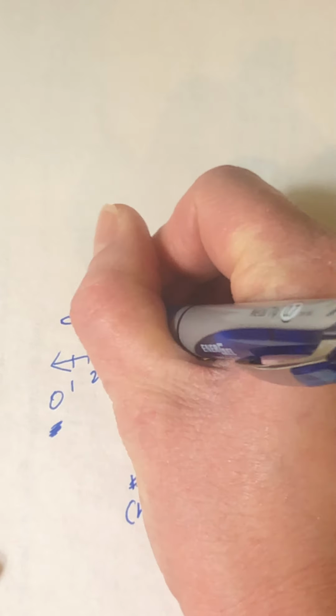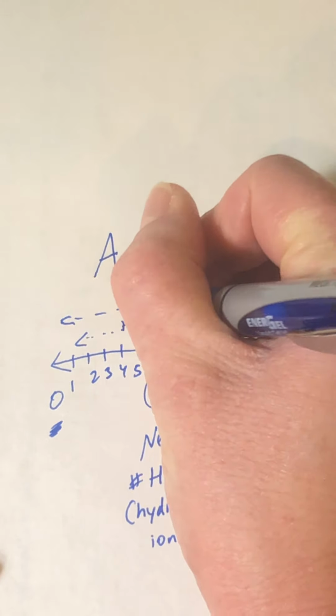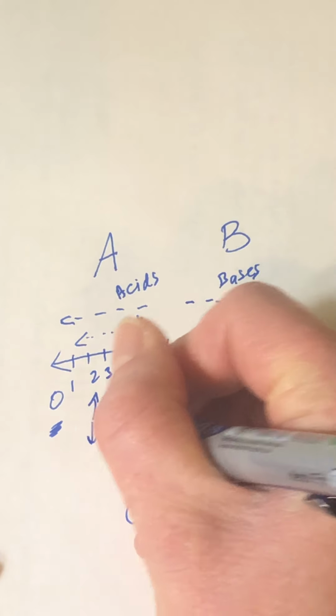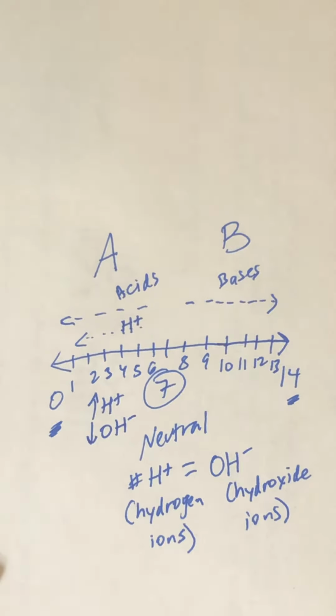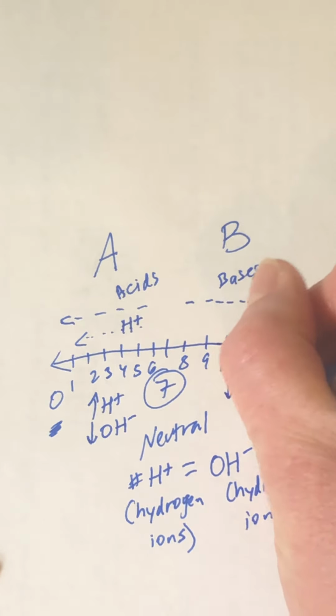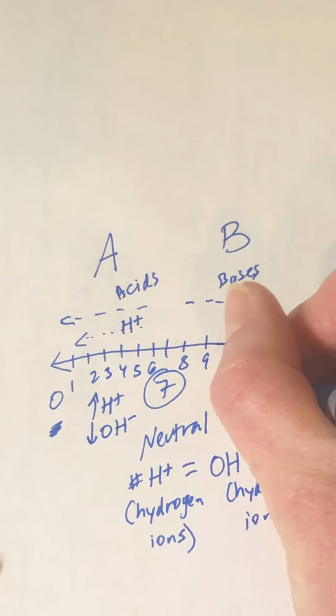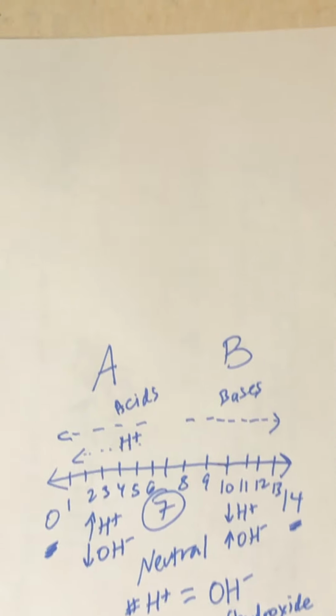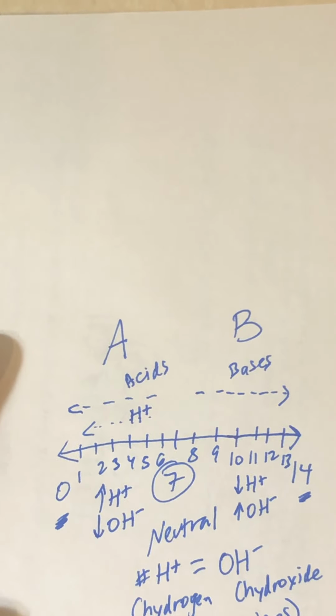To be an acid means you donate hydrogen ions. So as you move in this direction, you're increasing in the number of hydrogen ions, so they have more hydrogen ions than they do hydroxide ions. However, when you move to the base side of things, they have less hydrogen ions and more hydroxide ions. So what you have to understand is between each number, it's not just a difference of 1, but pH is logarithmic.